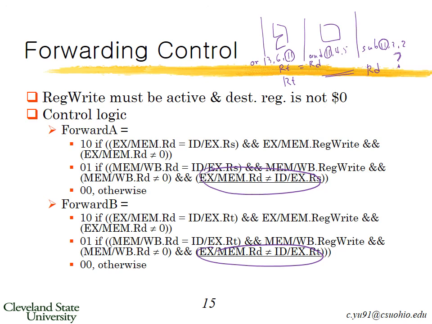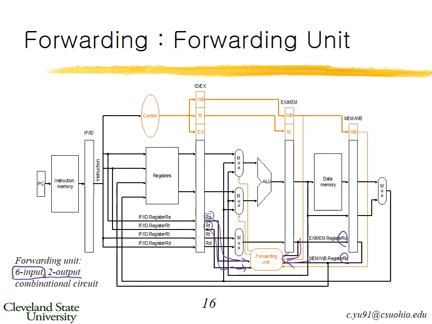So that's basically the complete forwarding logic. You can have multiple inputs into the forwarding logic, so you can come up with the corresponding combinational circuit for it. And this shows the overall picture, and it definitely shows the 6 inputs into the forwarding unit. Thank you.